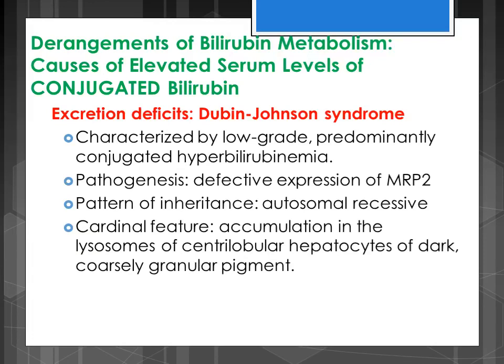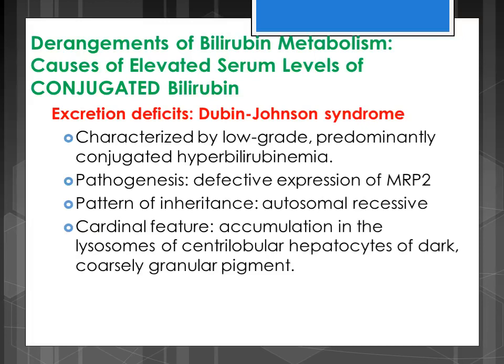The cardinal feature of this Dubin-Johnson is the accumulation in the lysosomes of centrilobular hepatocytes of dark coarsely granular pigment. So, Dubin-Johnson syndrome is associated with increased plasma conjugated bilirubin, typically with mild jaundice. Nagkakaroon ng mild jaundice with a total bilirubin of 2 to 5 mg per dl. And biopsy reveals an intense dark pigmentation of the liver due to the accumulation of lipofuscin pigment.